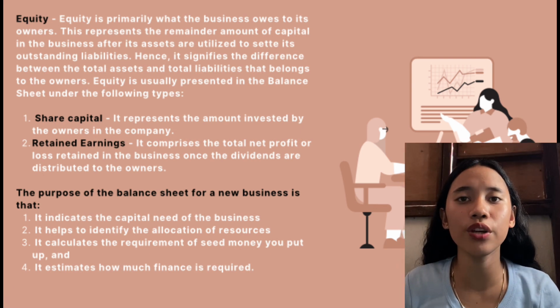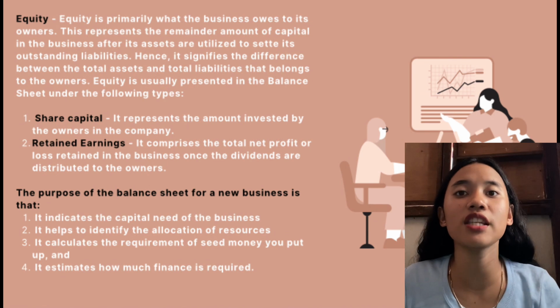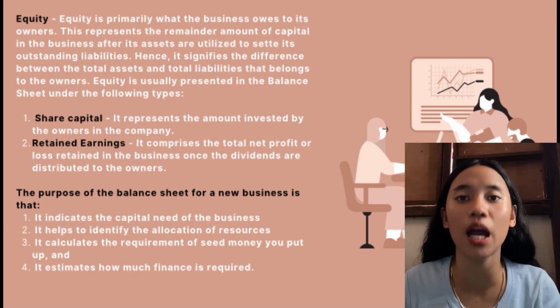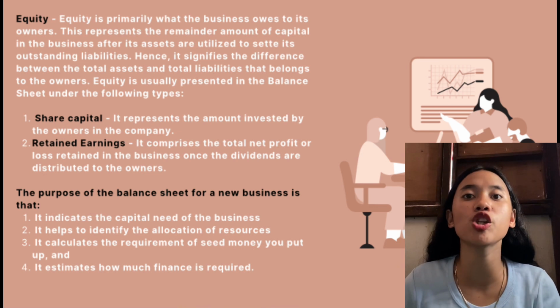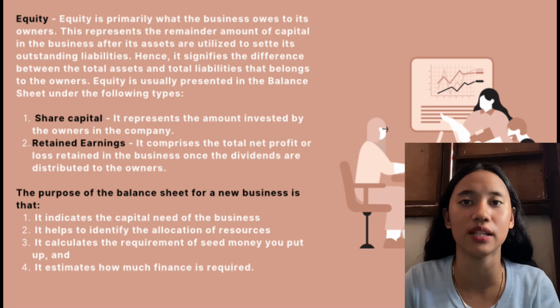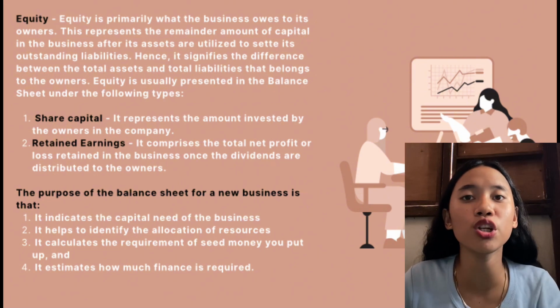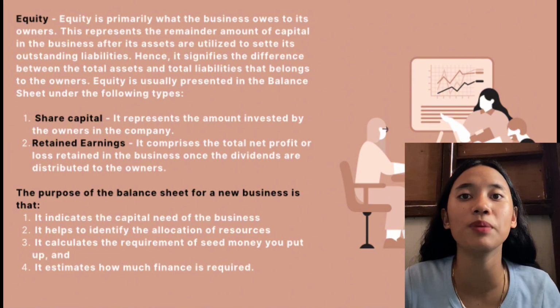Number two is retained earnings. This is the accumulated net profit or net loss of the business that has been kept within the company and not distributed to the owners as dividends. It represents the earnings that have been retained for future use or reinvestment in the business.